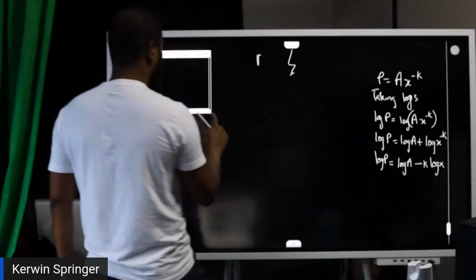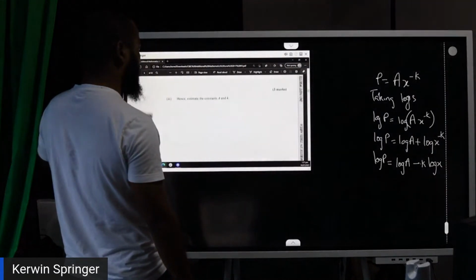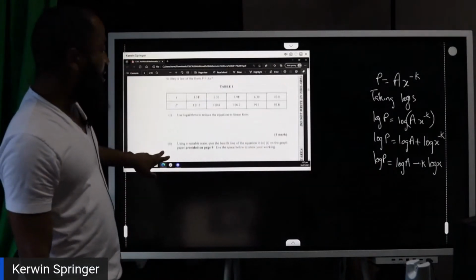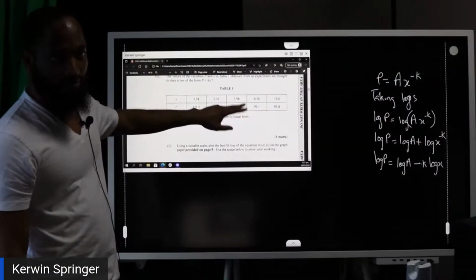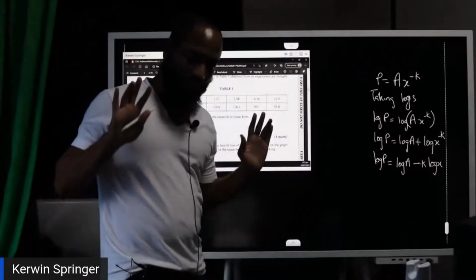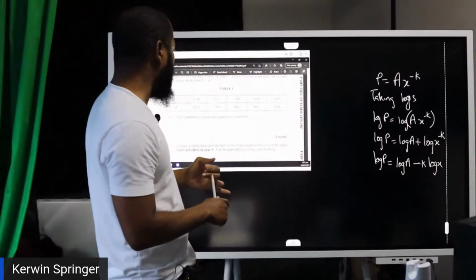Let's see what's going on here. Hence, estimate the constants A and K. Well, I can tell you what you're going to do. You're going to plot this graph. Find the gradient of the graph. Are you with me? Plot the graph. Find the gradient of the graph. Plot the graph. Find the gradient of the graph.